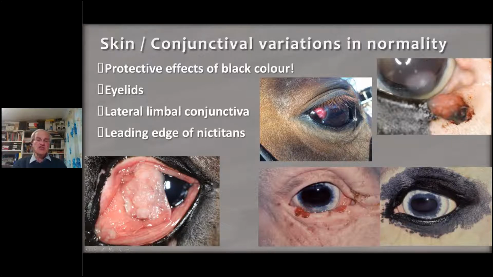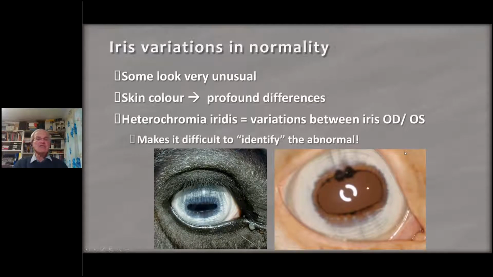You can see that there's a shape variation. There's a big pink fleshy mass with this leading edge here. This is a prolapsed iris and prolapsed body, which has produced a staphyloma, which has produced granulation tissue from this damage in the cornea. So you can see that there are these variations. So iris variations in normality are very common. Some look very unusual, and you may be mistaken for thinking that there's something wrong, like this one, for example.